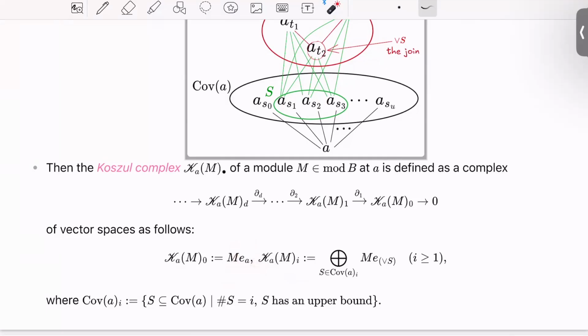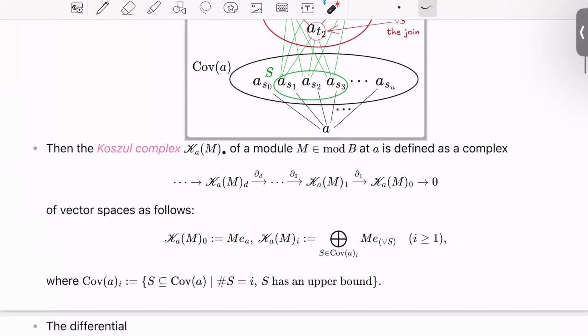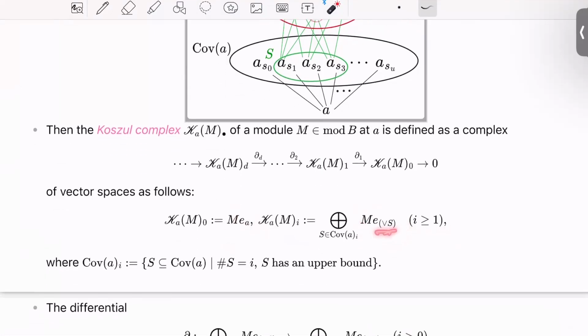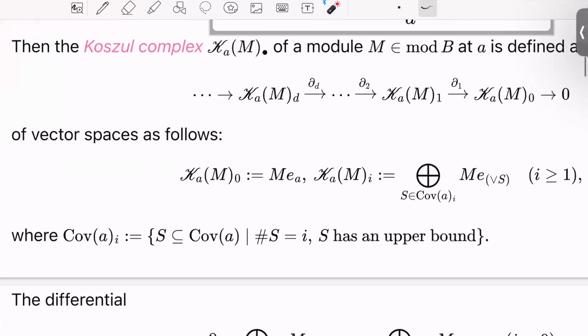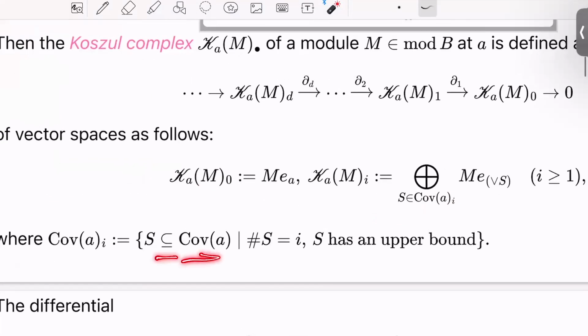So from the right, we can multiply by the idempotent e_A to get this vector space. And then for i bigger than or equal to 1, it is the direct sum of these things, where S is a subset of cover A, such that the number of elements is i, with the assumption that S has an upper bound.